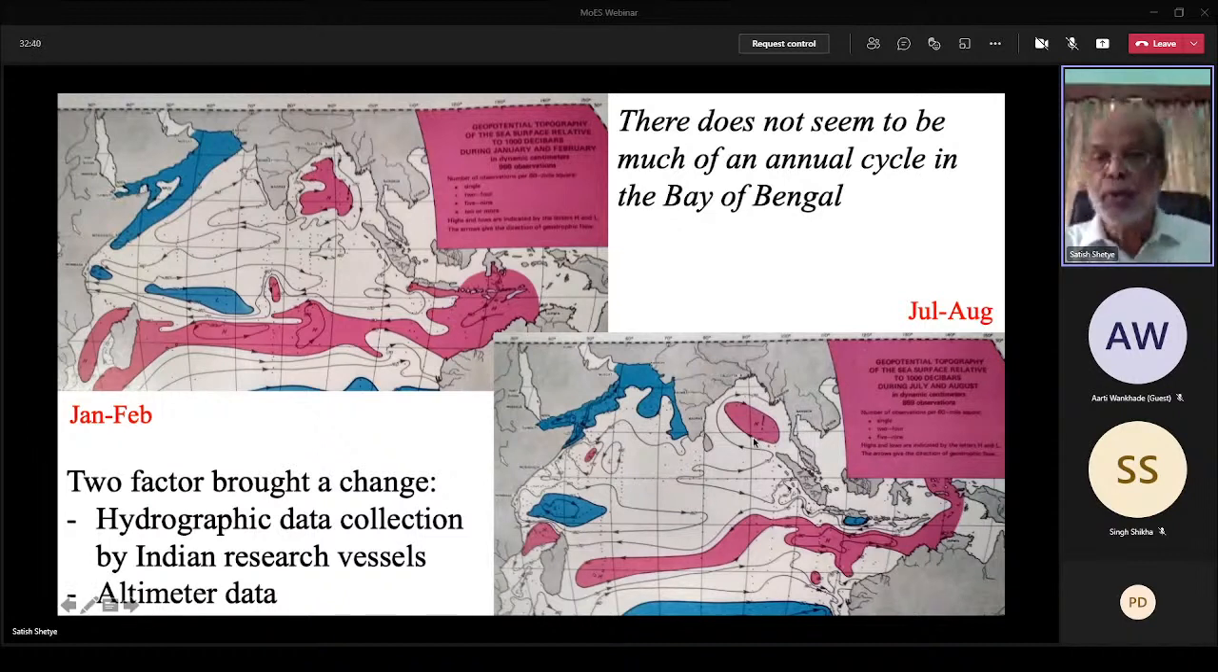So if I go by the hydrography as described in these two figures, not a whole lot seems to be happening in the Bay of Bengal. You find a high in the middle of the basin during both seasons and something happening around it during these two seasons. Now, let me ask the question: if I were to use the modern version of hydrographic data, how would the picture be different from these two figures? And that's what I've done here.